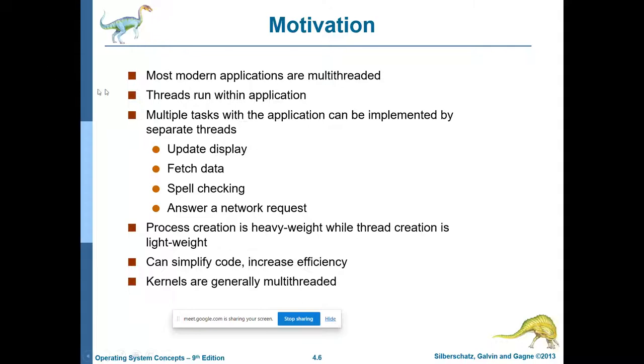See here: multiple tasks within an application can be implemented by separate threads. For example, updating the display and fetching data, and in the same way spell checking. What the display is going to show is one thread. What is being fetched as you type, the data it is going to show, is another task. And spell checking is also going on. Answering a network request: if you're asking a question, it is requesting an answer from the network. That is also work it is doing in the background.